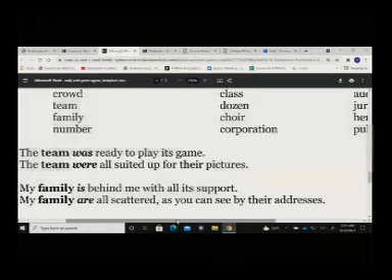Everybody in the family supports you. That's awesome. My family are all scattered, as you can see by their addresses. See how everything in the sentence sets you up for this is plural, and the previous one sets you up for that it's singular. So, on the test, be careful.